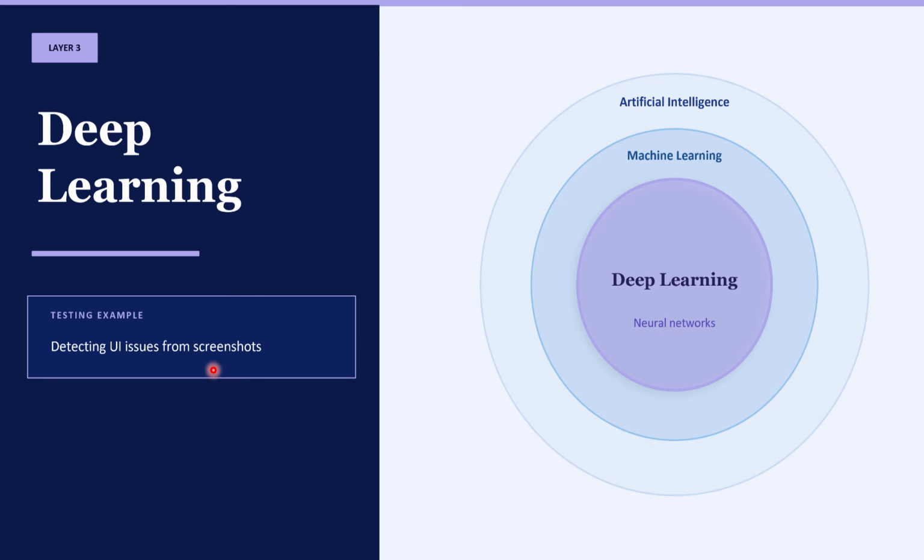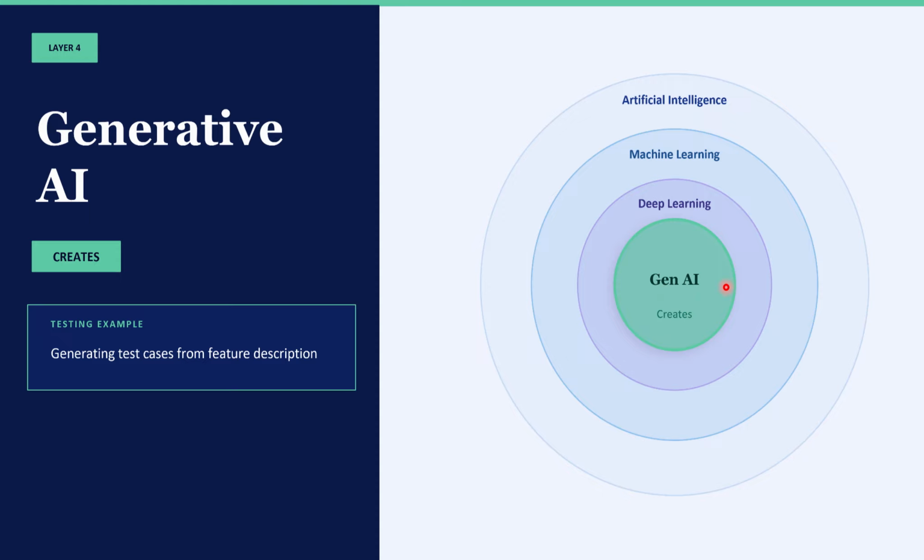In testing, visual testing tools can look at a screenshot of your application and detect UI issues like layout problems or misaligned elements. The traditional tools just compare pixels. They check if two images are exactly the same. But deep learning based tools go beyond that. They actually understand what's on the screen, like buttons, text, and layout. That's deep learning. Now let's go one level deeper, generative AI.